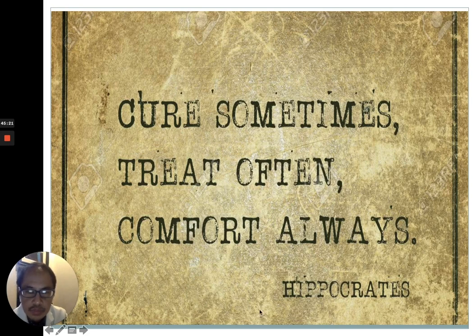As doctors, this has been our mantra from Hippocrates: we can cure sometimes, we treat often, but we have to provide comfort always. Of course, not all cancer patients would survive, but with the multimodality approach and with the new treatment modalities that we have, we can cure them sometimes, we treat them often, but we always provide comfort for these patients.